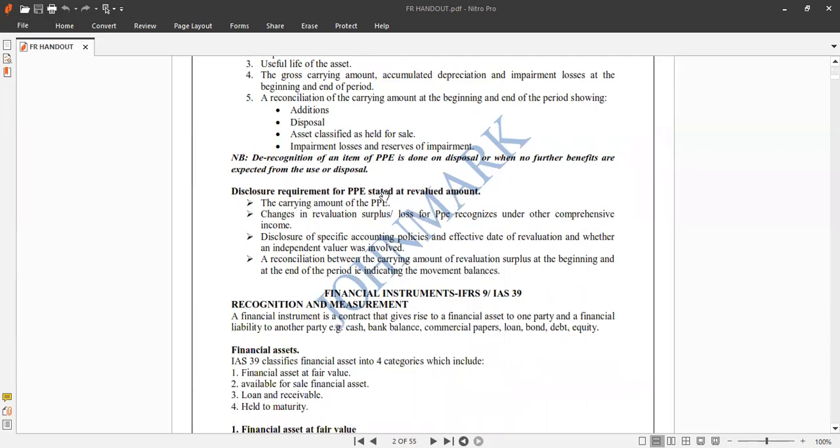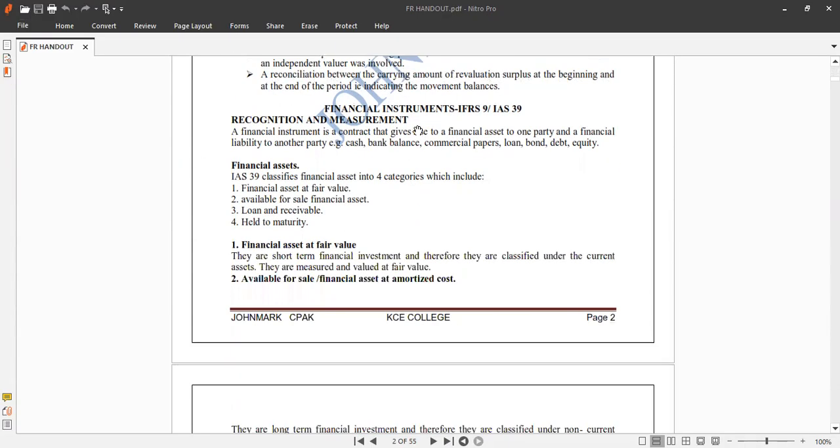Then you have disclosure requirements for PPE stated at revalued amount. For example, when you revalue an item, what are the disclosure requirements you need to show in regard to that? 1 is the carrying amount of the PPE. The carrying amount is the amount shown in the financial statement. Then the changes in revaluation surplus, that's the revaluation gain and revaluation losses. Disclosure of specific accounting policies and effective date of revaluation and whether an independent valuer was involved. Also, a reconciliation between the carrying amount of the revaluation surplus at the beginning and at the end of the period, i.e., indicating the movement balances. Good.